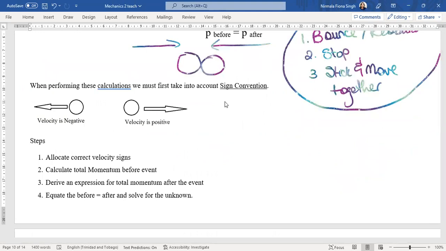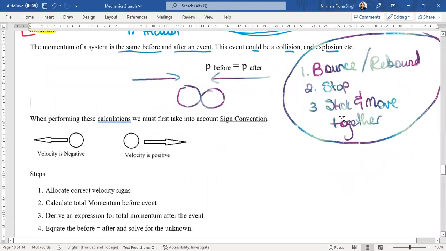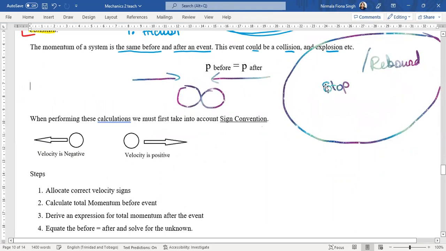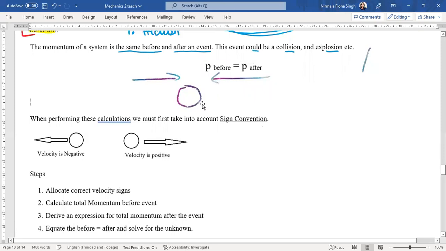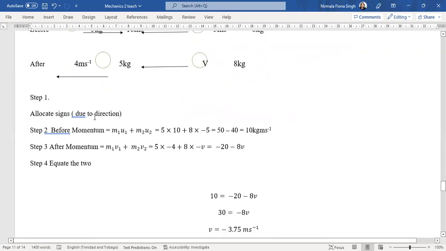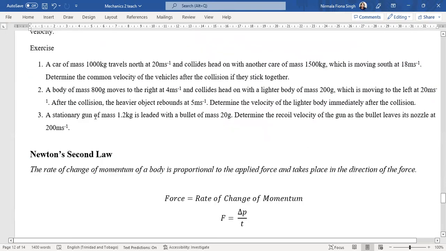When performing these calculations, we must take into account the sign conventions. Let's do a little bit of calculations. Let's do a little bit of questions that we can do mentally. All right, we're going to do a few exercises mentally, and then we're going to go into the conservation of momentum questions. How many questions do I have here? Oh, I have quite a few.